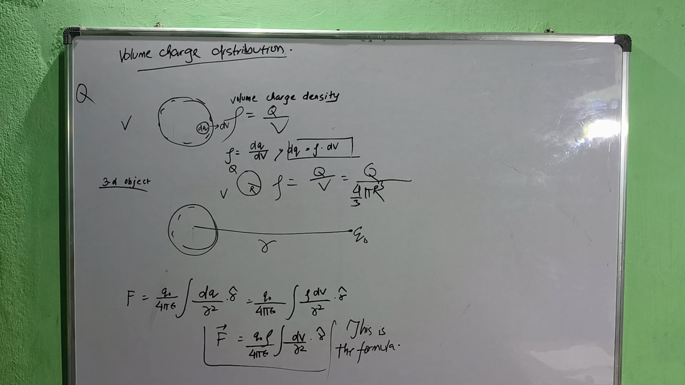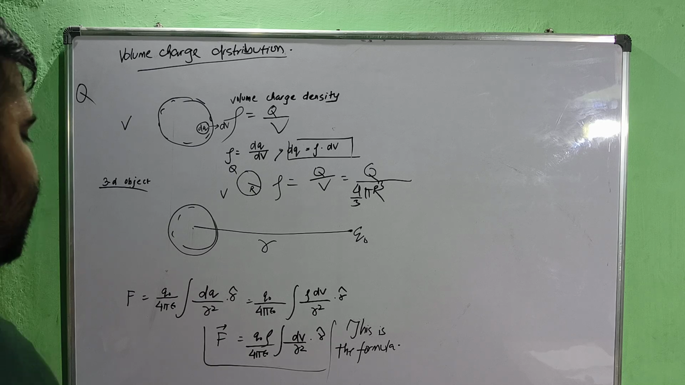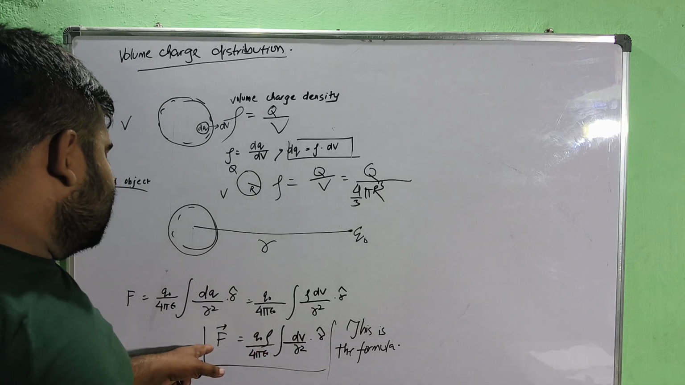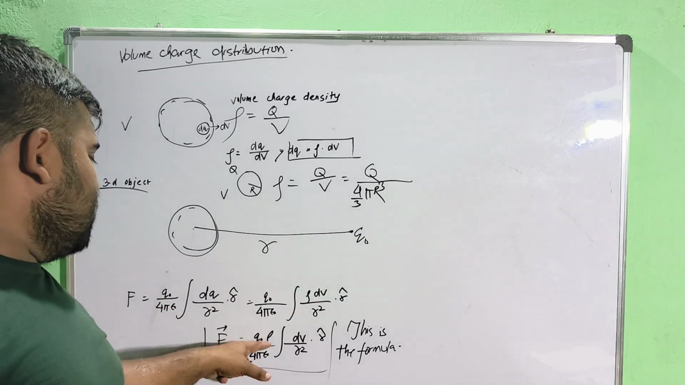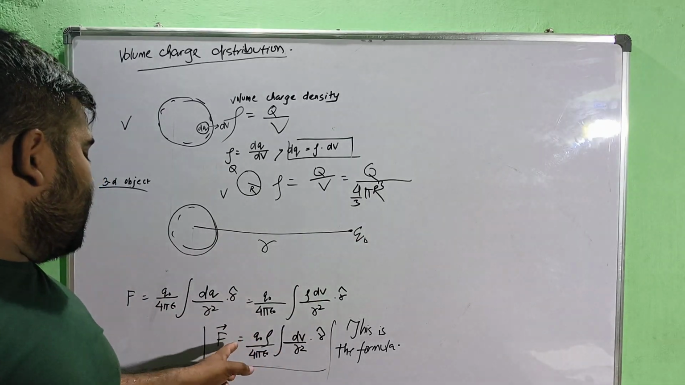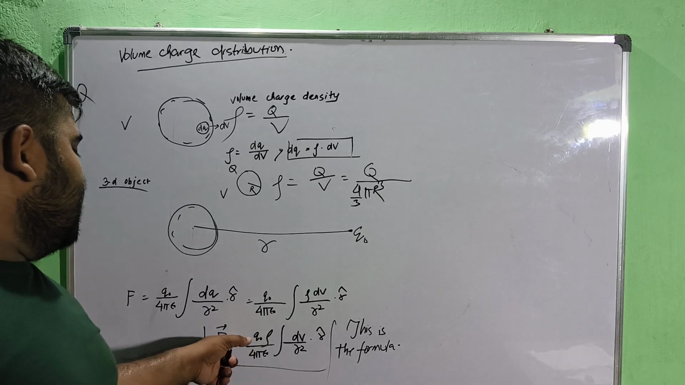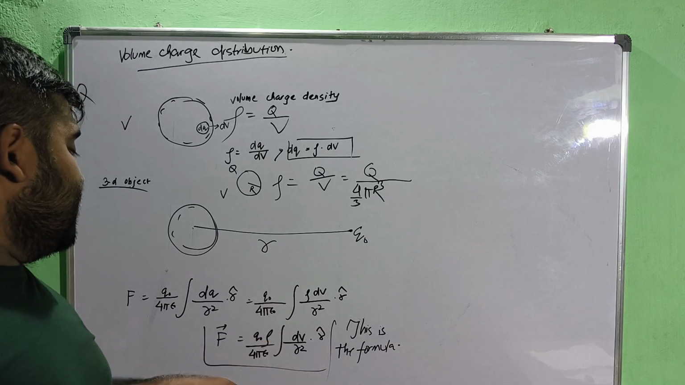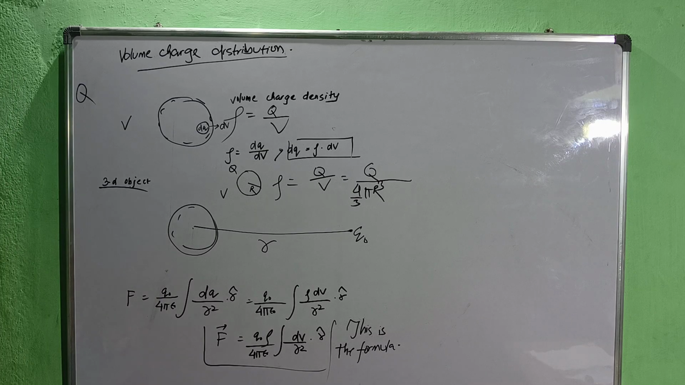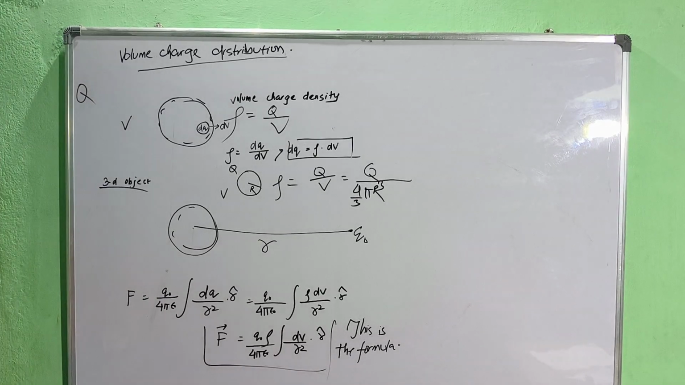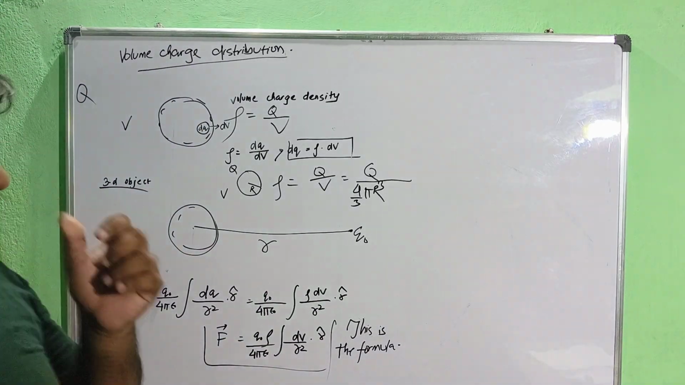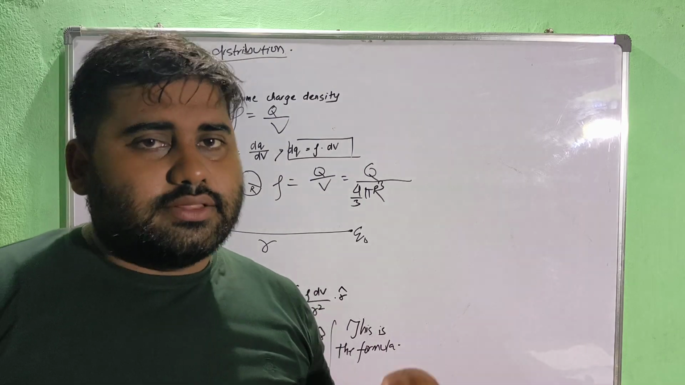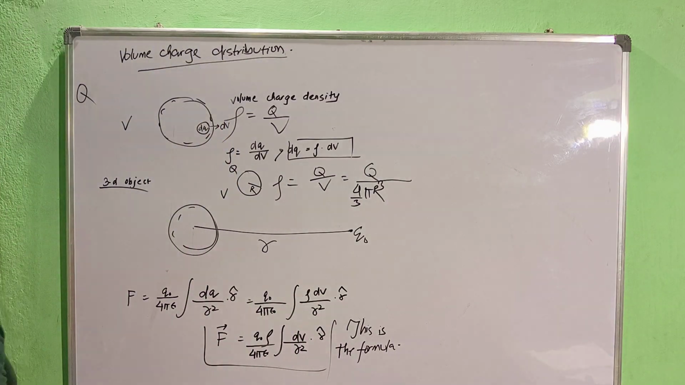and if we find F, then we can easily find E. We just divide F by Q naught. So Q naught will get cancelled, and what will you get? E equal to rho by 4 pi epsilon naught integration over dv upon r square into r capped. So this is the value of force, and it was all due to volume charge distribution. Now let us jump into surface charge distribution in the next part.